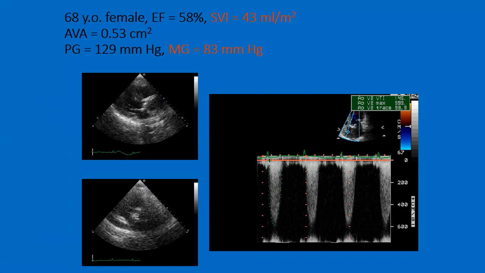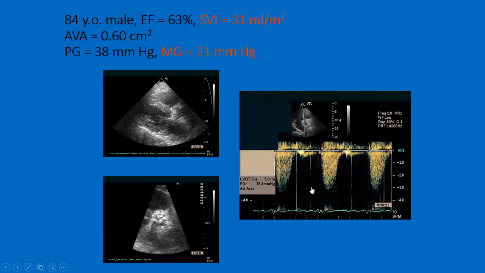One can see here the parasternal long axis, short axis, and the spectral display of continuous wave Doppler through the aortic valve. The second example is an 84 years old male with ejection fraction of 63, stroke volume index 31 milliliter per meter square, aortic valve area 0.6 with a mean gradient of 21 millimeter mercury.